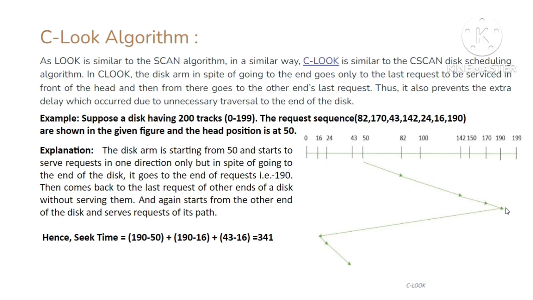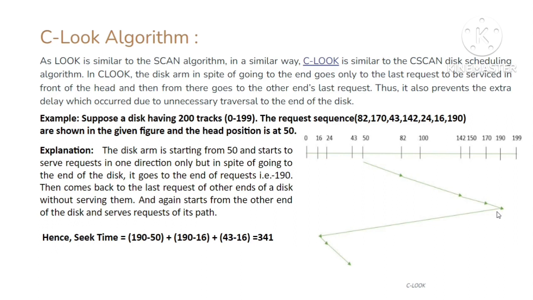It will not go to the other end. It will go to the last request in the other direction and then go again in the original direction. So similar to C-SCAN, it will serve requests in only one direction, but it will not go to the last track. It will not go to zero. It will only go to the last request, either in the upper tracks or in the lower tracks. So that will be the advantage.